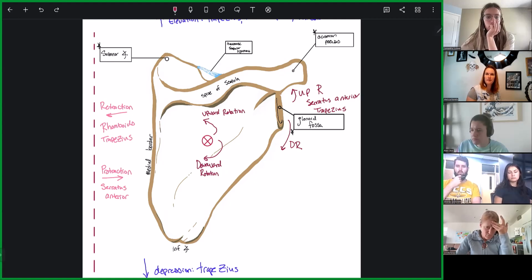Samantha? I didn't put serratus anterior on my list. I know it's come up a lot today. Is that something we need to have on our radar a little bit more than I guess I have?